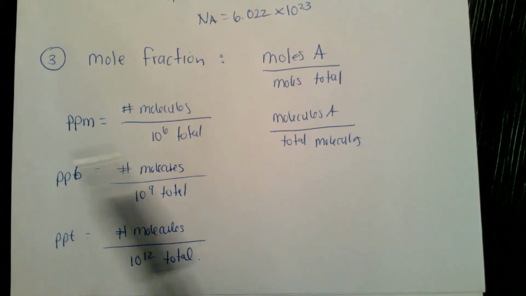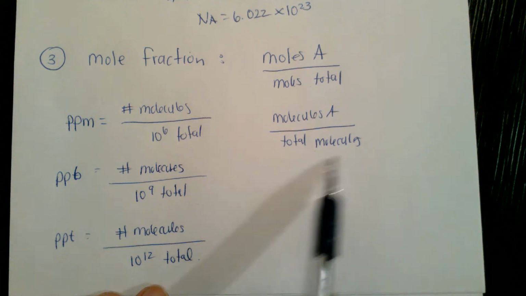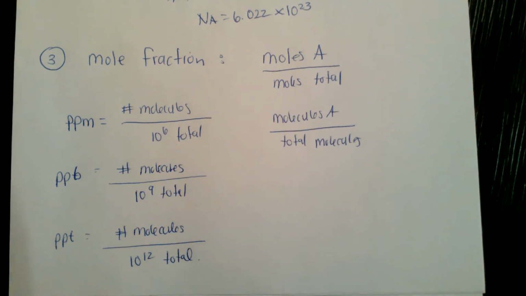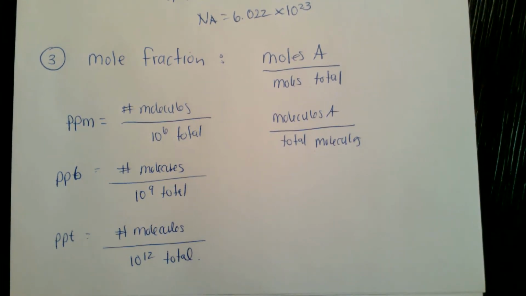How many parts in a million you have, how many parts in a billion, or how many parts in a trillion. But again, these just go back to these relative ways we express concentration here. So again, all of these, 1, 2, and 3, are just ways that we're going to express concentration. Okay, so let's do a quick example.